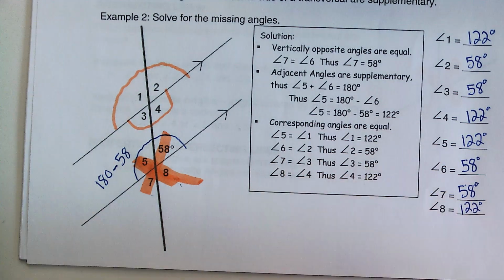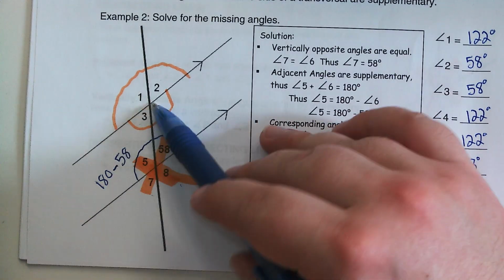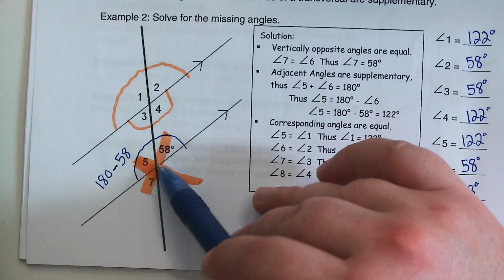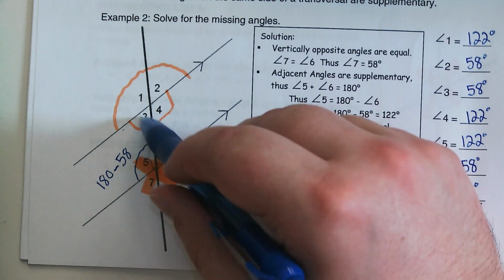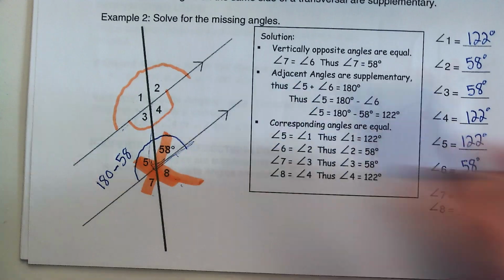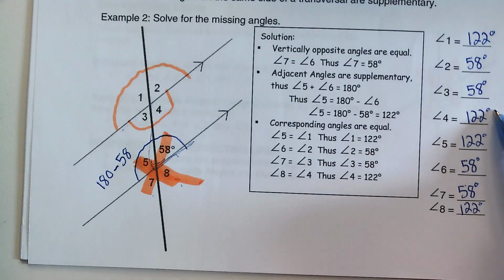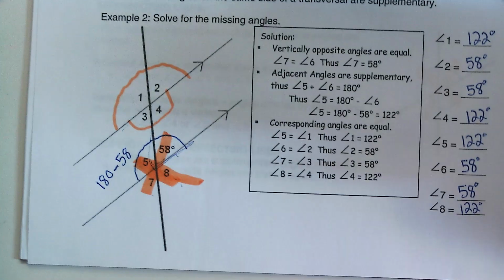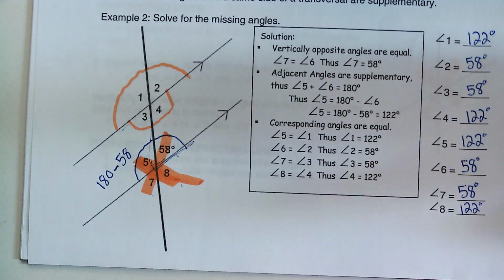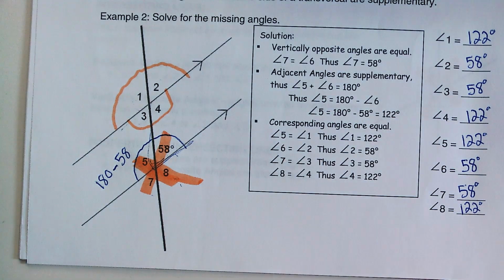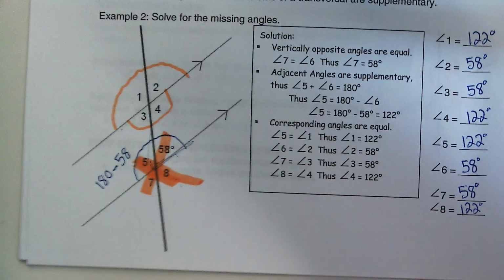But again, there are multiple ways that you can approach this problem. Maybe you wanted to use the alternate interior way of talking about it. So if we make the Z shape right here, angle 3 should also be 58, which we found. 4 and 5 are also alternate interior. So 4 and 5 should be the same, which they are, 122. We can also use the alternate exterior. We can talk about supplementary angles. There are many different ways that you can approach this problem, but the whole idea is really you only need to know one angle to be able to figure out the other angles using whatever property you choose to use.